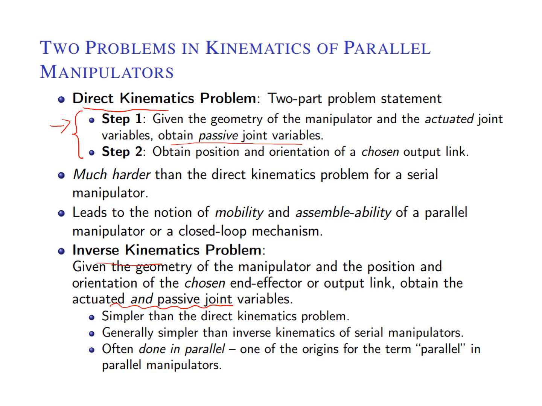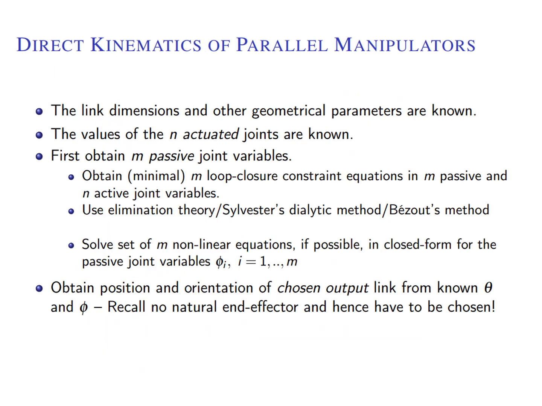So in parallel manipulators, forward kinematics is much harder to obtain. This is the inverse of what we have discussed in serial manipulators. In serial manipulators, forward kinematics is very easy to obtain, whereas in parallel manipulators, forward kinematics is much harder to obtain, right? Generally, the inverse kinematics problems are very simple when compared to serial manipulators, right? So first we will see direct kinematics.